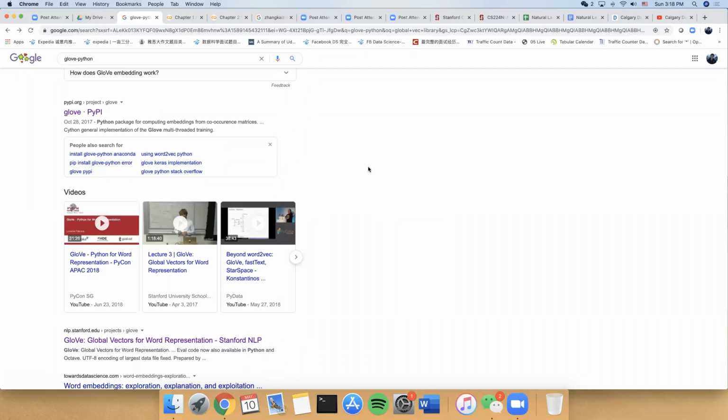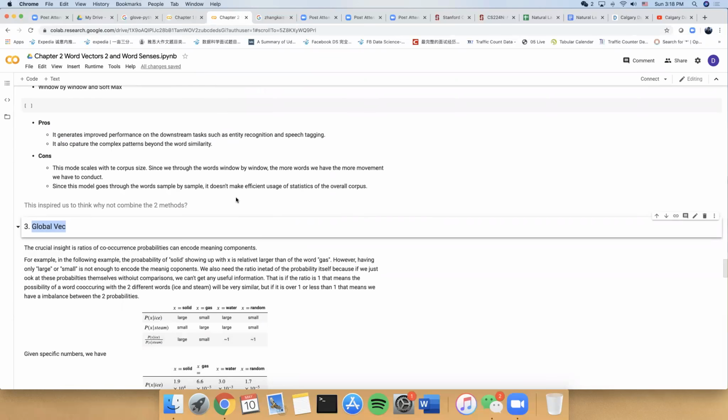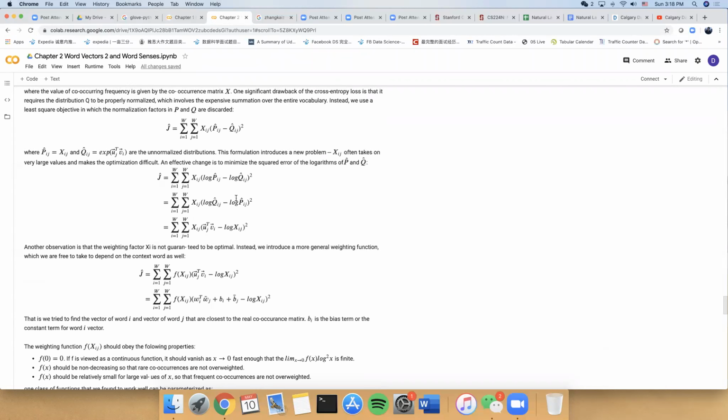Question. Sure, go ahead. You may have covered this, but I may have missed it. What do we use to evaluate the results of the embeddings? Like, how do we know one embedding result is better than the others? That's what I'm going to tell you next lecture, actually.